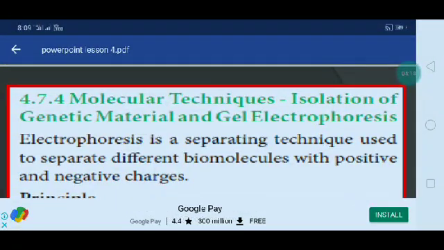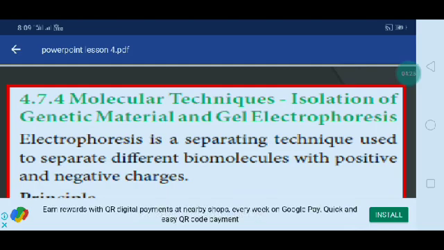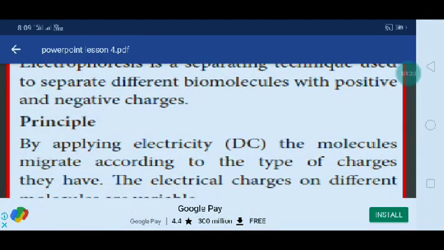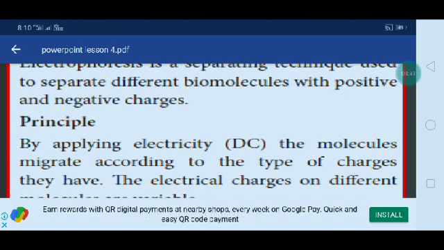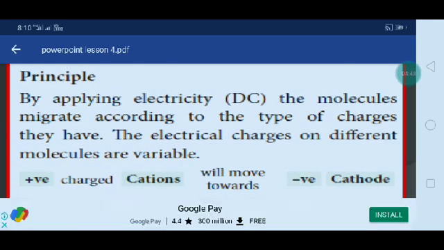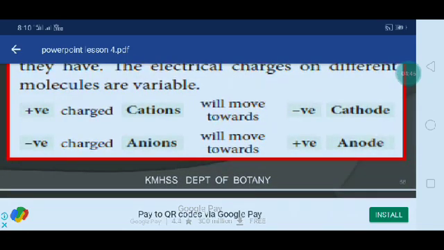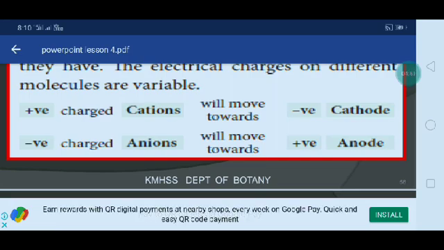The next one is molecular techniques, isolation of genetic material and gel electrophoresis. There is another important one, gel electrophoresis. Electrophoresis is a separating technique used to separate different biomolecules with positive and negative charges. Principle: by applying DC electricity, the molecules migrate according to the type of charges they have. The electrical charges on different molecules are variable. Positively charged cations will move towards the negative electrode. Negatively charged anions will move towards the positive electrode.